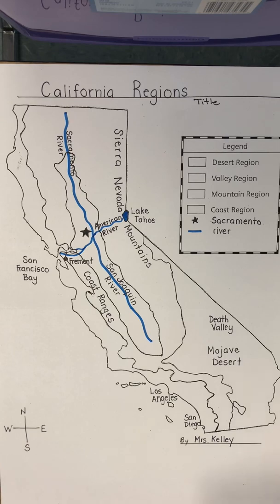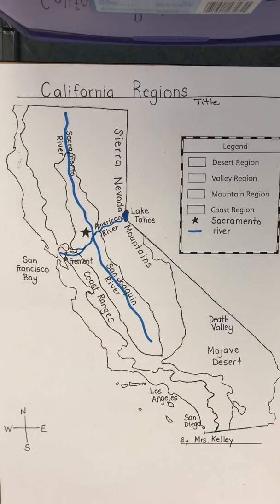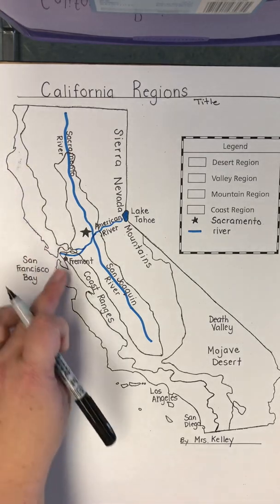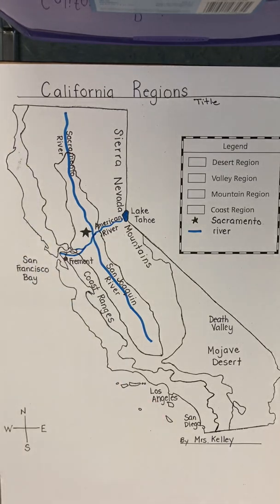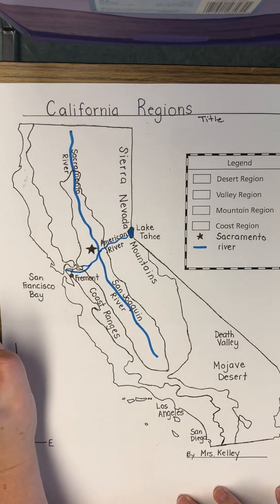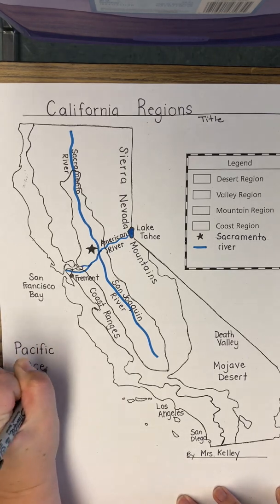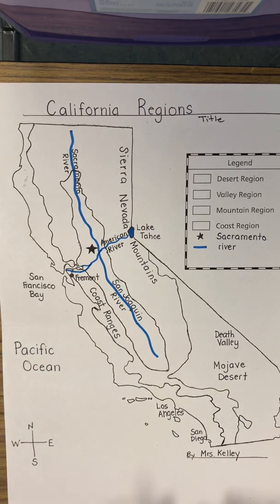All right, now we've got our rivers and our mountains and our desert. The other thing we have, of course, is the coast. We all know that we share a coast with a very important ocean, and I bet you know it, the Pacific Ocean. So I'm going to label the Pacific Ocean over here in large letters because the Pacific Ocean is very large indeed, and it covers this entire coastal area. So the Pacific Ocean is the western coast of our state.